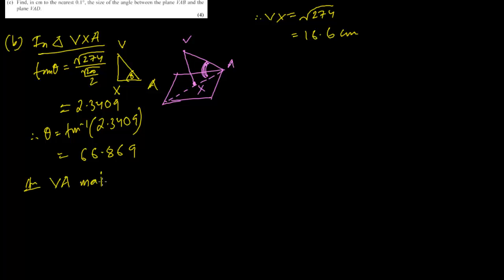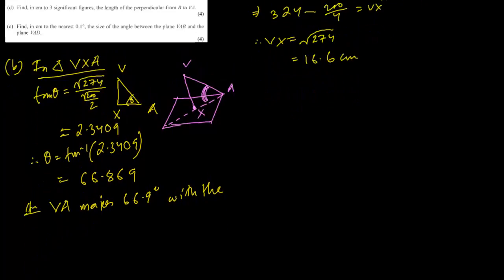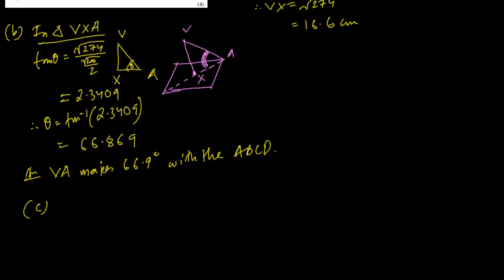VA makes 66.9 degree with the, what was the exact format of the question? With the plane, with ABCD. ABCD, that's it. So question number C.